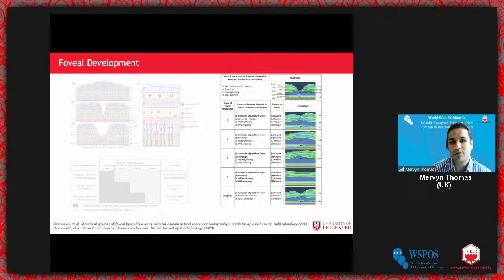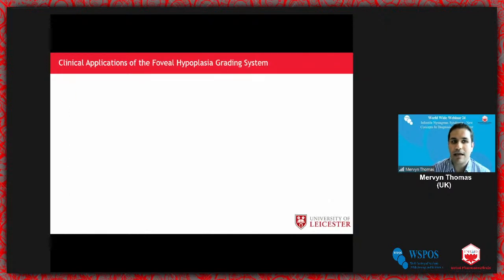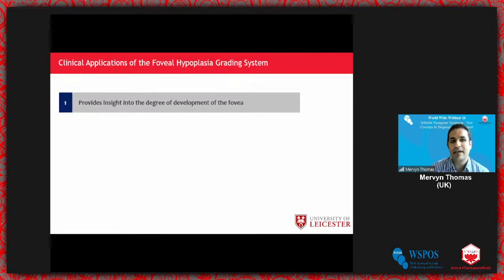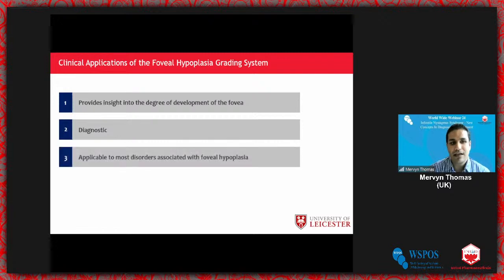And atypical foveal hypoplasia is where you have the disruption of the inner segment ellipsoid, which is a pathognomonic feature we see in achromatopsia. So there are a couple of papers I've put there if you want to have a read of it in more detail. And the main use of this really is in applying this grading system in practice. It not only provides insight into the degree of development of the fovea, it is diagnostic, it is applicable to most disorders associated with foveal hypoplasia, which also means that it's applicable to most conditions associated with nystagmus.